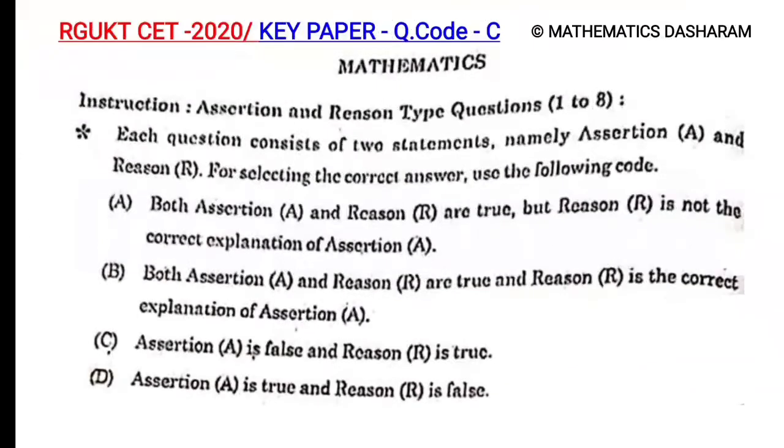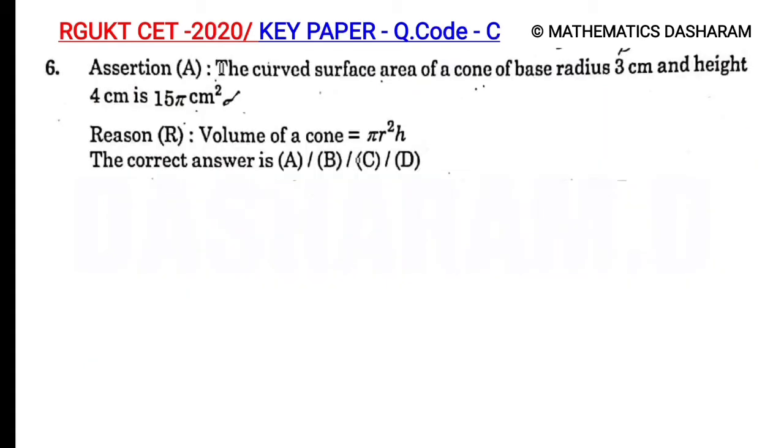So which option is correct here? Both assertion and reason R are true, and reason R is the correct explanation of the assertion. So option B is correct. Sixth question, assertion A, that is the curved surface area of a cone of base radius 3 cm and height 4 cm is 15 pi cm square.